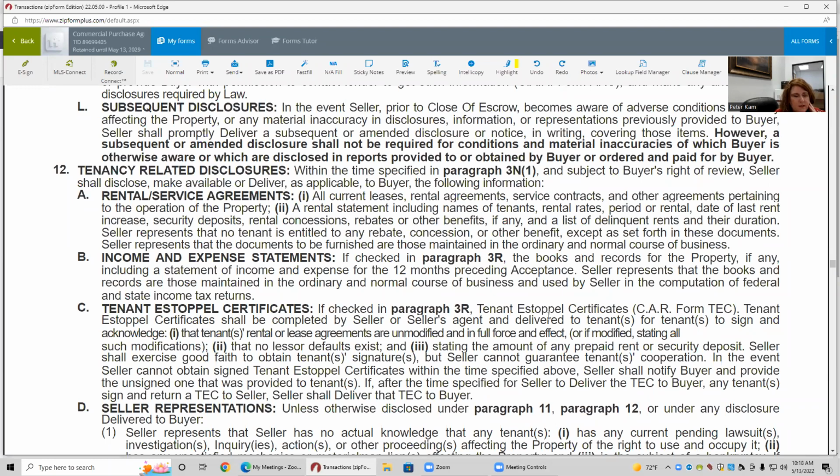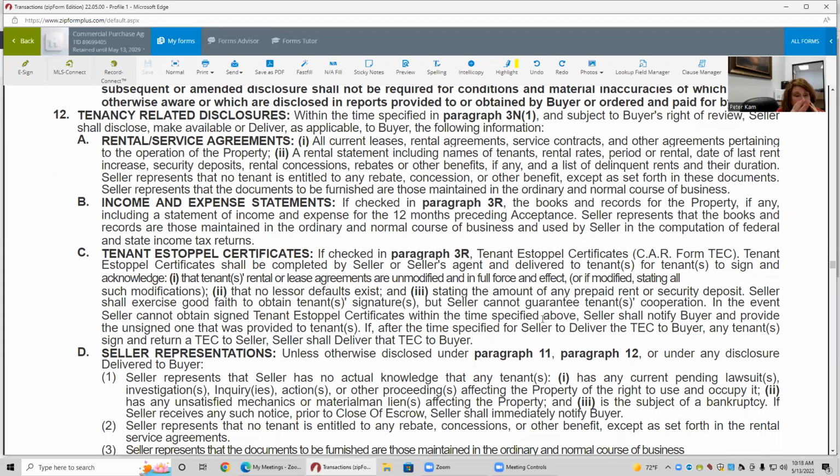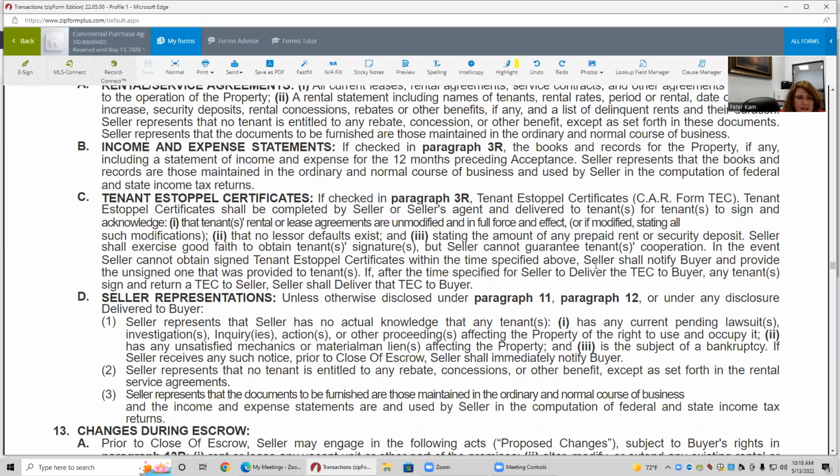So I've had situations, and I'm sure agents that have sold multi-units have run into this from time to time, where a tenant will not sign it. So if they're not going to sign it, we do our best to get that signed. It says right here that the seller shall notify the buyer and provide the unsigned tenant estoppel that was provided to the tenant. Okay, so if the tenant is refusing and the seller or the seller's agent or the property manager just can't get it signed, please give the buyer the unsigned document so that we are contractually doing what we're supposed to be doing. So that's very important, and I have had that happen. So yes, that does occur.